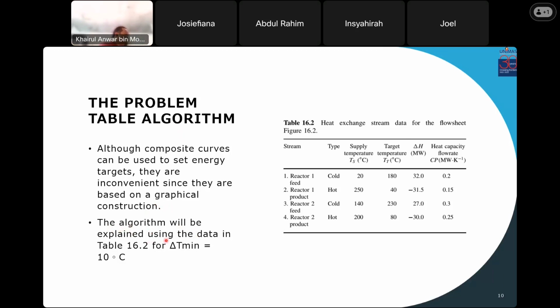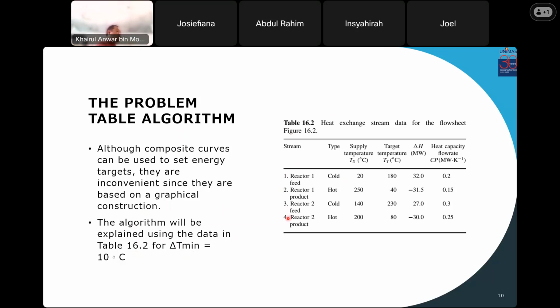The algorithm will be explained using the data in table 16.2, for delta T min equal to 10 degrees C. So delta T min for liquid is normally 10 degrees C. But for gases, inside this process, for this case, is liquid. If later on the process involves some streams in gas form, the delta T min is actually 20 degrees. As a rule of thumb, normally for liquid 10, for gases 20.